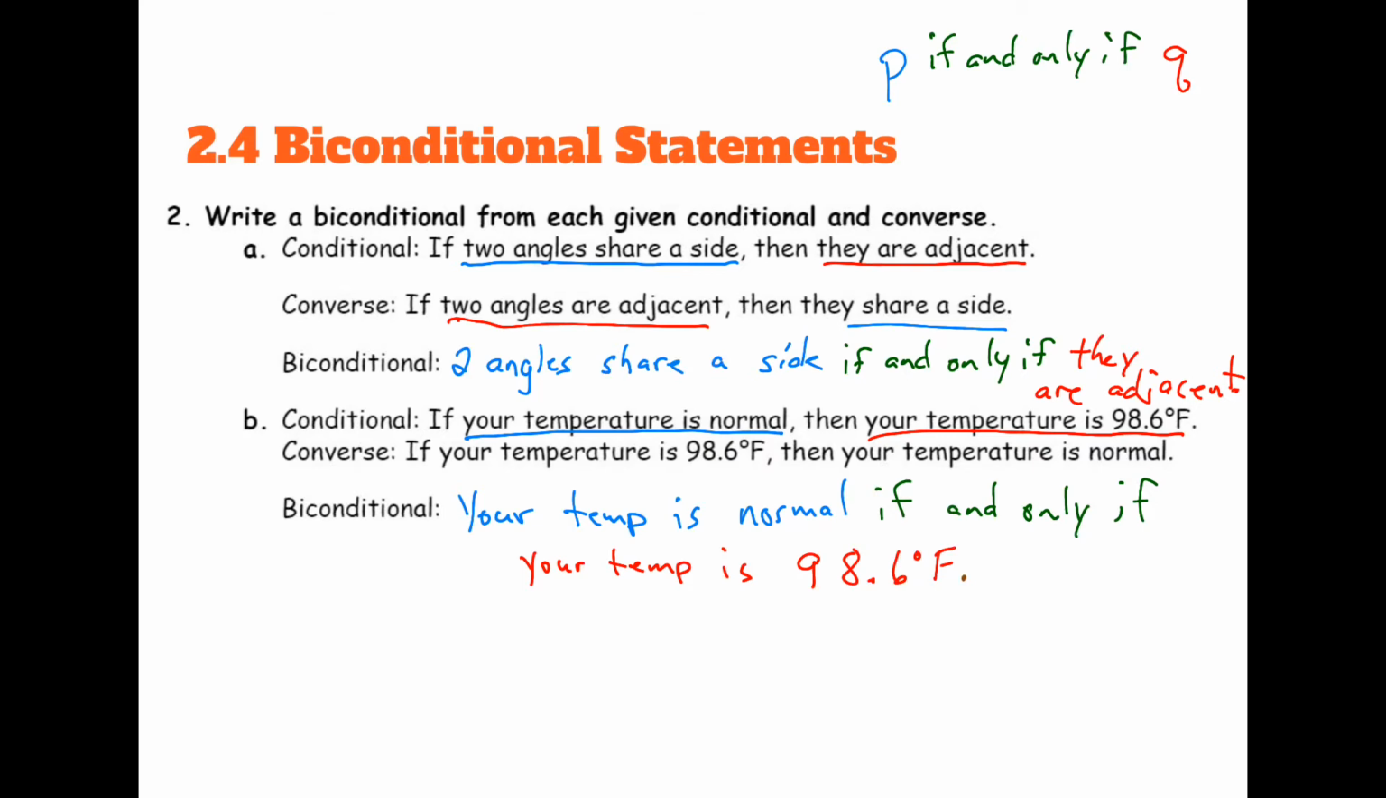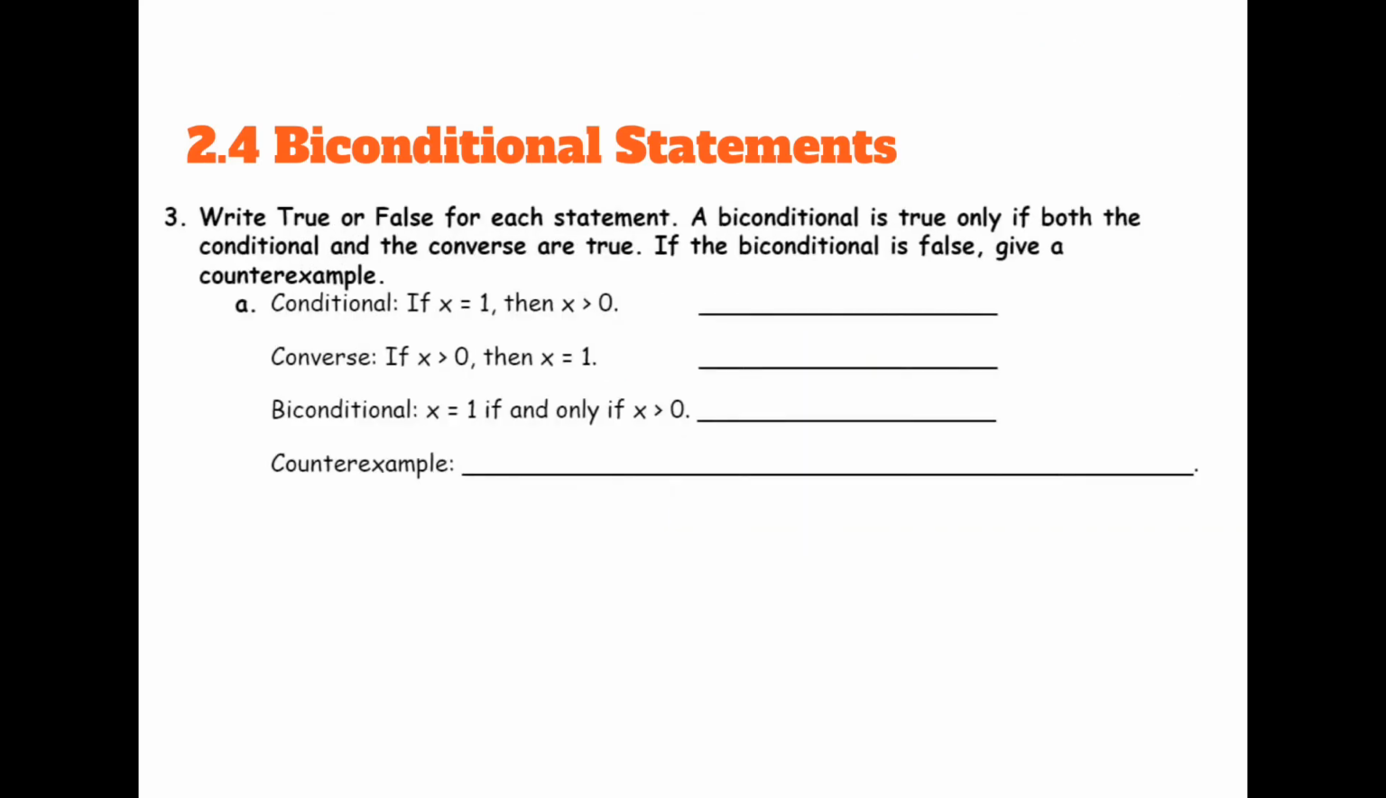Let's move on to number 3. All right, so here we talk about the truth values of these. A biconditional is true only if both the conditional and the converse are true. If the biconditional is false, we want to give a counterexample. So we need both the conditional and the converse to be true. So if x equals 1, then x is greater than 0. Is that a true or false statement? All right, so if x is equal to 1, then 1 is greater than 0. Yeah, that's very much a true statement.